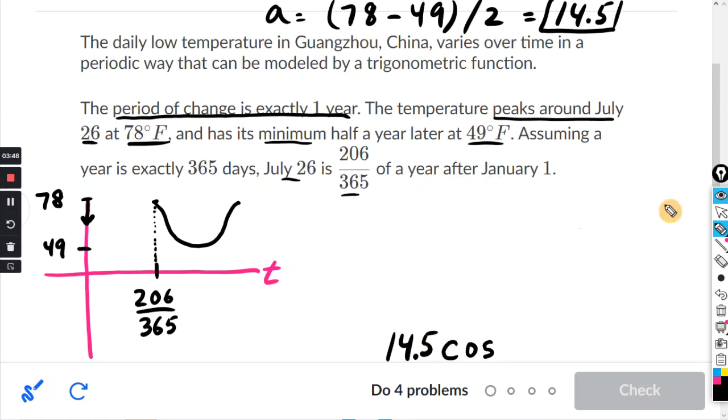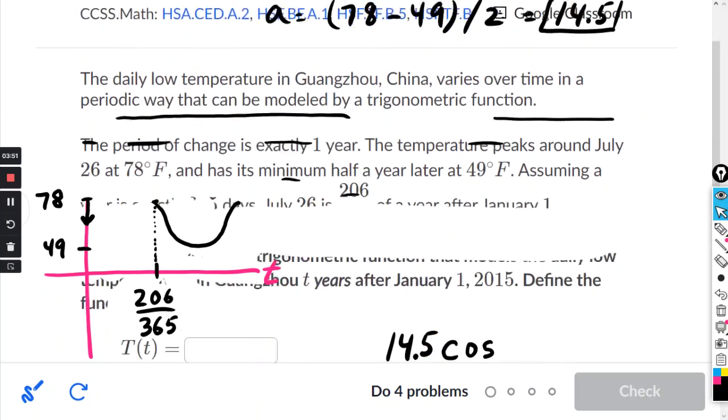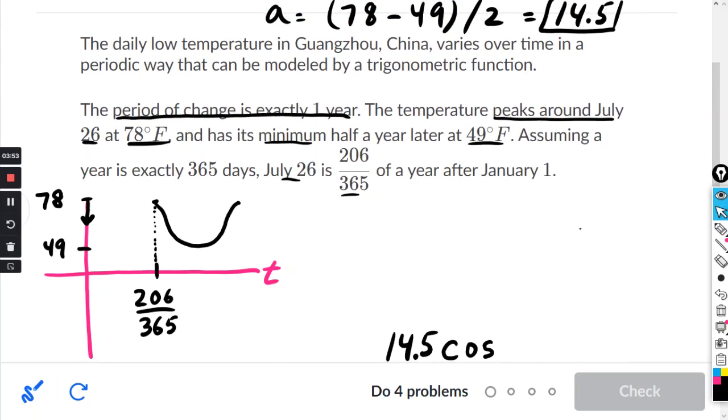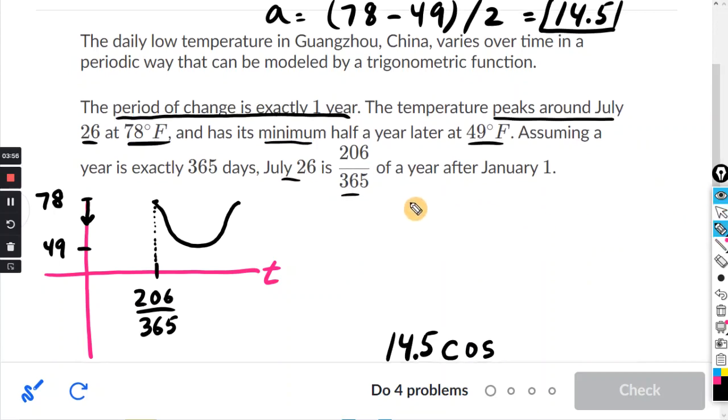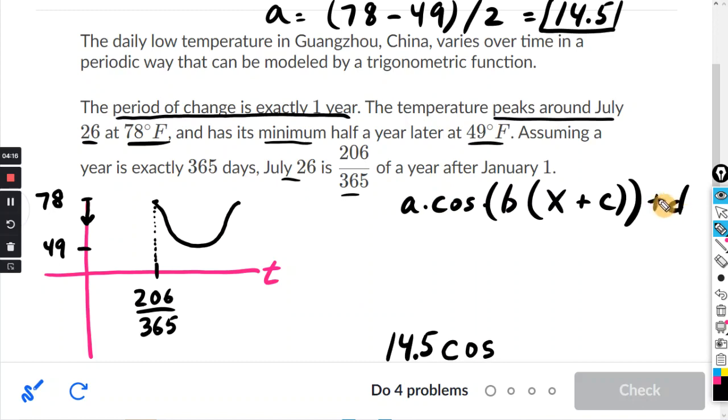And let's see. If you don't remember the equation, I'll write the equation here. We are using A times cosine of B times (x plus C), plus D. Okay, in this section, you can leave it in factored form. So the amplitude goes in front of the trig function, cosine or sine.